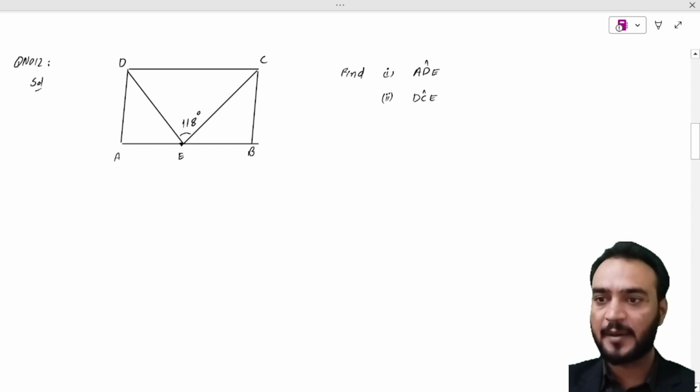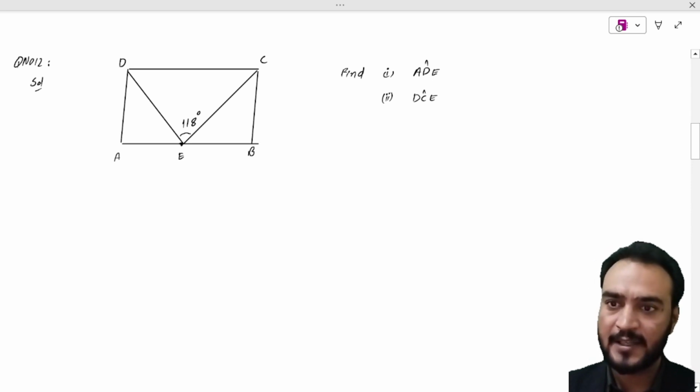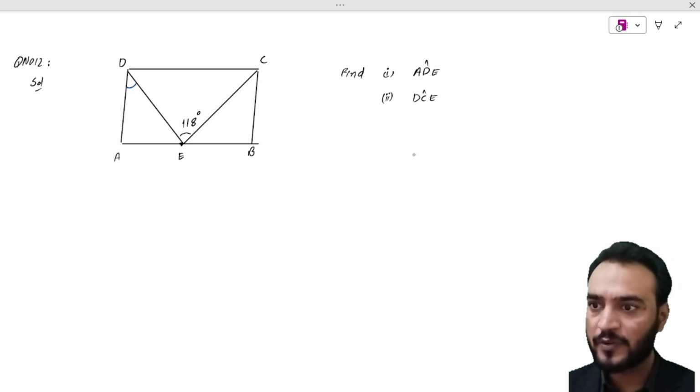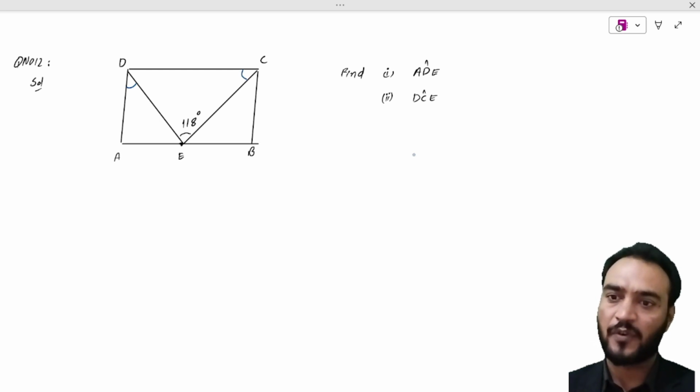We have the rectangle ABCD where the angle CED is equal to 118 degrees. We need to find angle ADE, this is the angle ADE. And then in part 2 we have to find the angle DCE. Angle DCE is this one. We have to find this angle also. So let us first find the part 1. In part 1, ADE is required.